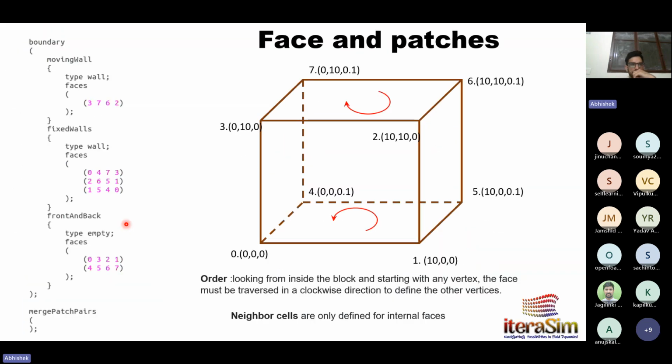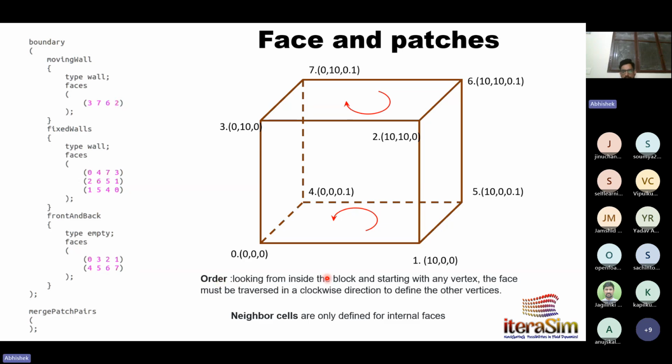And these are the boundary conditions. You have to define the boundary faces. This is a moving wall, so for the moving wall you have to define the face. The important thing here is that the order of these points should be as per the rules.